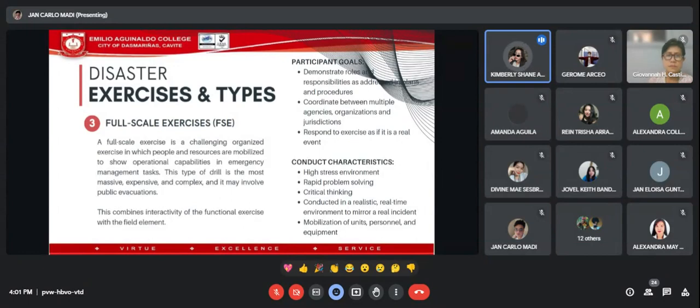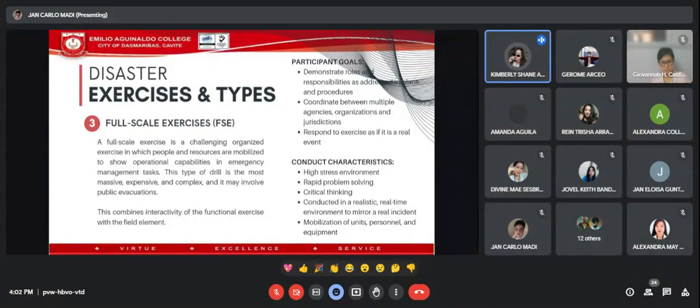Next naman is participants should respond to the exercise as if it is a real event. So, hindi lang to basta-basta, na exercise lang naman yan eh. Dapat dito makita na talagang yung approach ng mga magpa-participate sa exercise na to, yung mindset nila, ay actual disaster na nangyayari. So, dito sa full-scale exercise, merong simulated scenario, tsaka kailangan din dito mag-mobilize ng maraming resources as if meron talagang emergency.